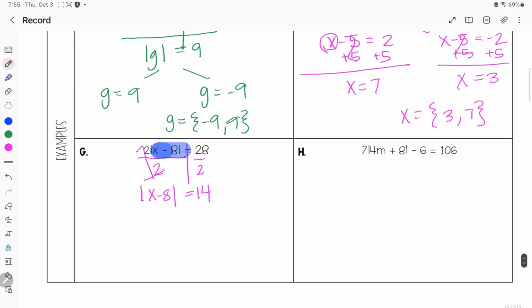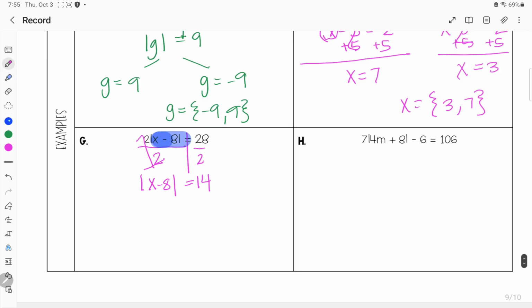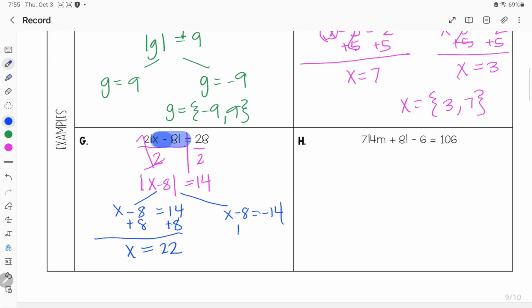To get that final step, I need to set the inside of this equal to the positive and the negative of this answer on that side. So now I'm going to solve. If I add 8 to both sides, I now have x equals 22, and I'm going to add 8 to this side. X equals negative 6.